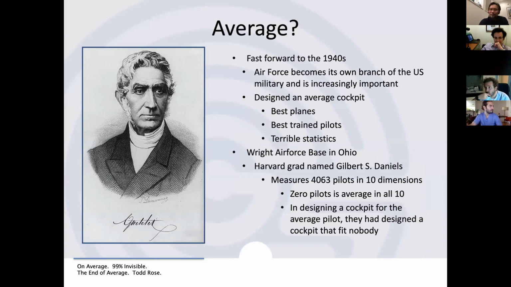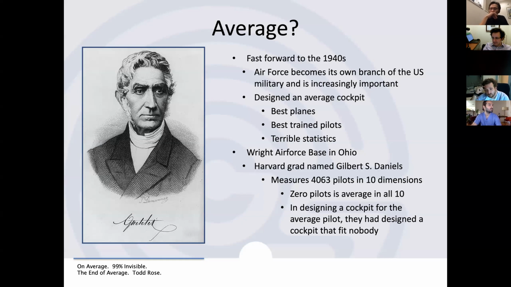So at Wright Air Force Base in Ohio, a Harvard grad named Gilbert S. Daniels measured 4,000 pilots in 10 dimensions. He found that zero pilots were average in all 10 dimensions, not even close. In designing a cockpit for the average pilot, they had designed a cockpit that fit nobody. One thing that is applicable here is that in looking at what happens to the average brain AVM, we may be looking at an average that applies to nobody. So they made a variable cockpit where you can adjust different components, and their statistics went through the roof immediately.